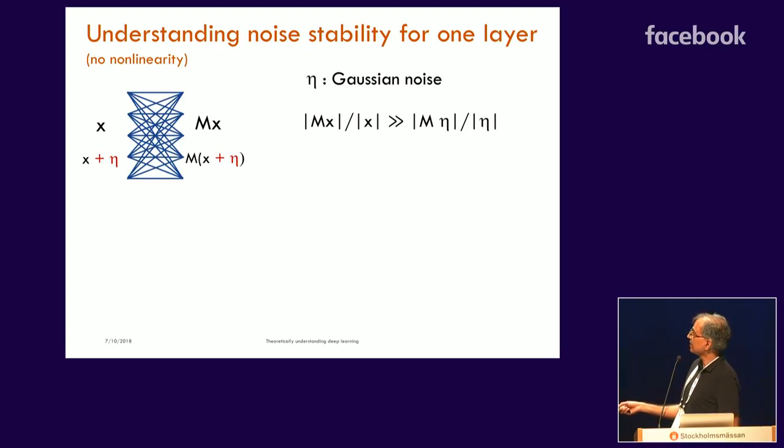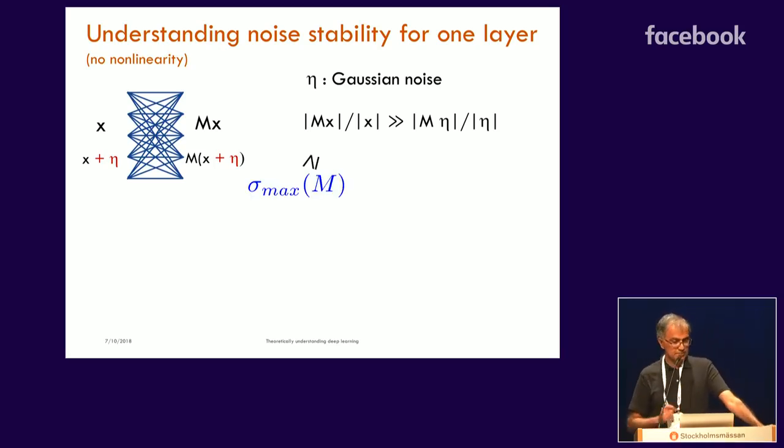And this Gaussian noise had very small effect on m of x. So what that means in percentage terms is that the ratio of the norm of m x over the norm of x is much more than the norm of m eta over the norm of eta. So that's saying that the network, or this layer, passes the signal x much more effectively than it passes noise, which makes sense, right? The whole point of learning is to lock into the signal and reject everything else.